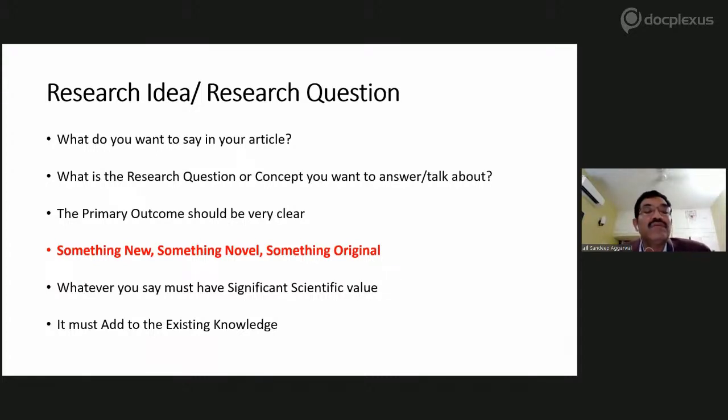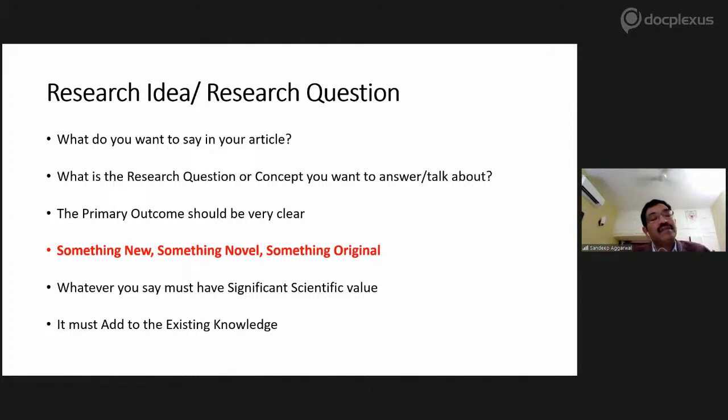So what is the main thing in research ideas? What do you want to say in your article? There has to be a loud message in your article. You have to be very clear what you want to say. What is the question or concept you want to answer or talk about? The primary outcome should be extremely, extremely clear. Otherwise, there's no point in writing a 3,000-word article and then saying we don't have any message.